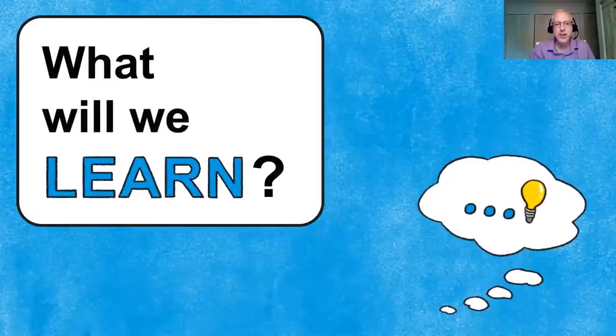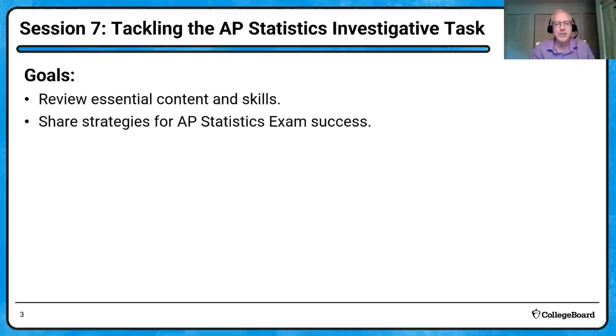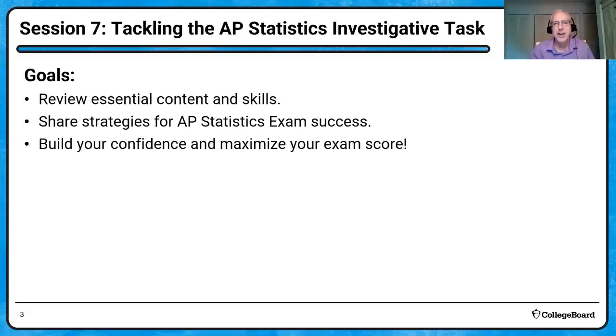So what will you learn in this session? As always, our goals in every session are first and foremost to help you review the essential content and skills of the course that you're likely to need on the AP exam. Second, especially with this session, to help share some specific strategies for success tackling the AP Statistics investigative task. And most importantly, to build your confidence and help maximize your exam score.